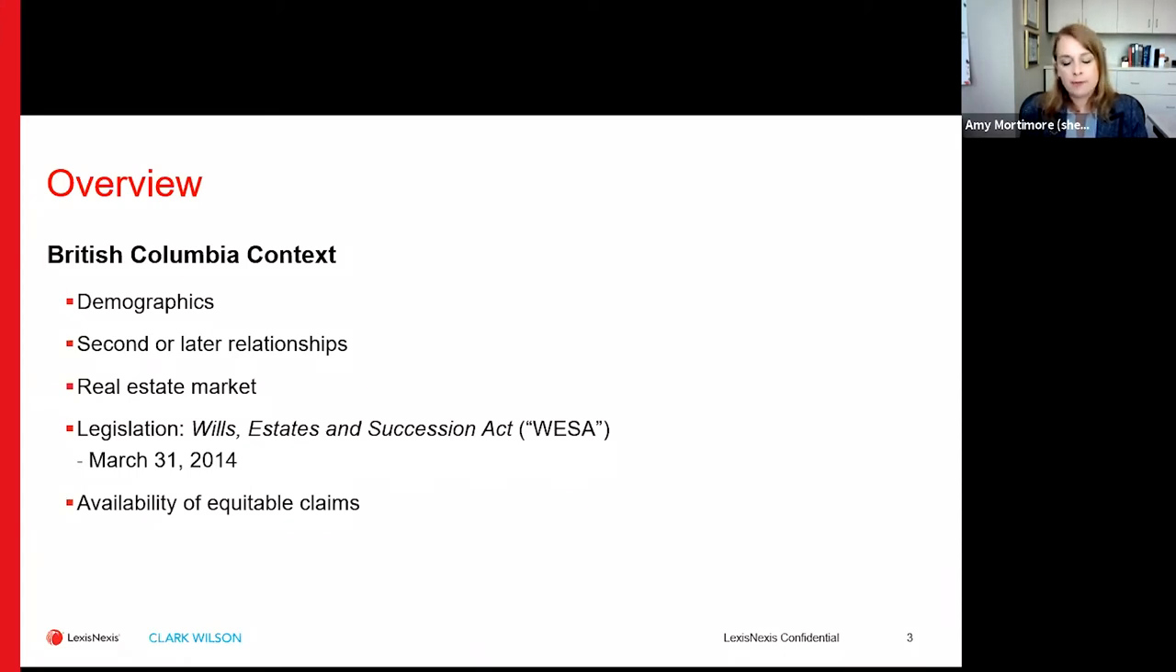And so when you have these properties that are worth a significant amount of money, the estates become larger, and that's driving, it seems, more estate litigation through. So those are trends that we're seeing, and ones that I anticipate that we'll continue to see in the foreseeable future, that are going to continue to drive estate litigation to the courts or alternative dispute resolution systems.